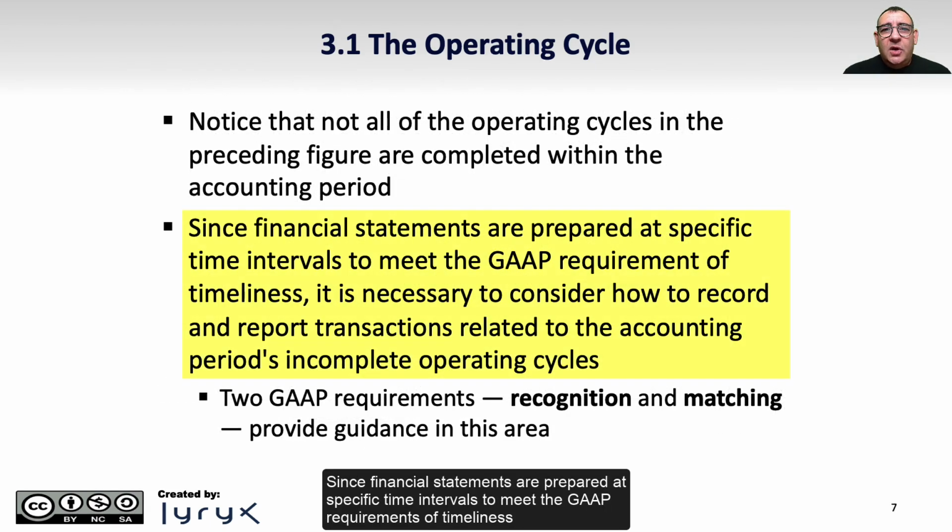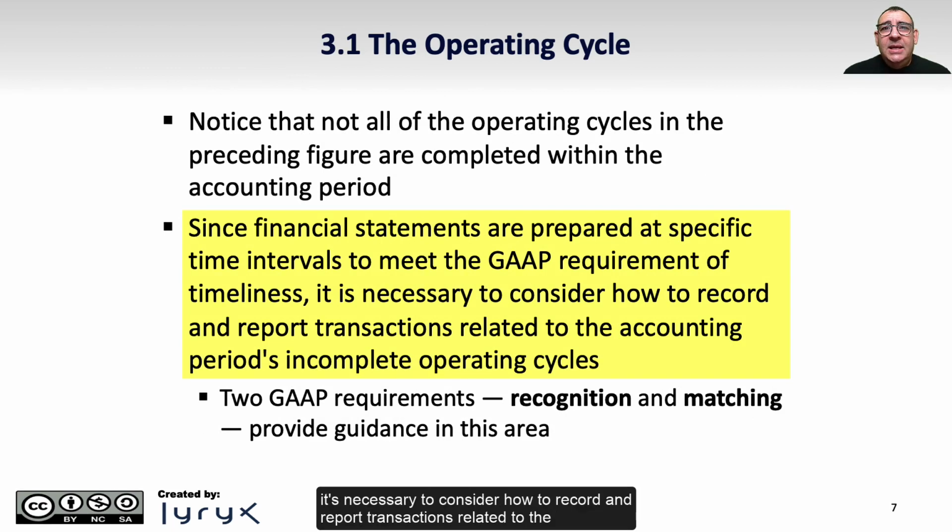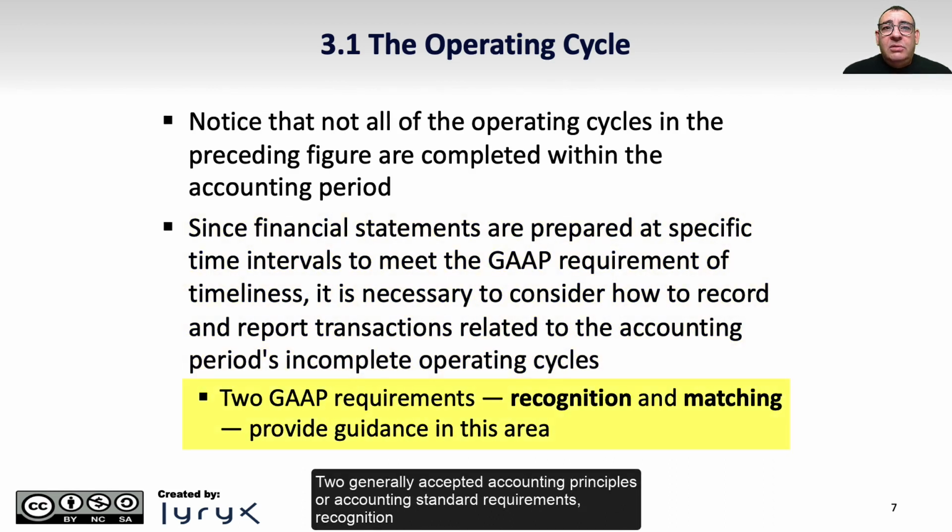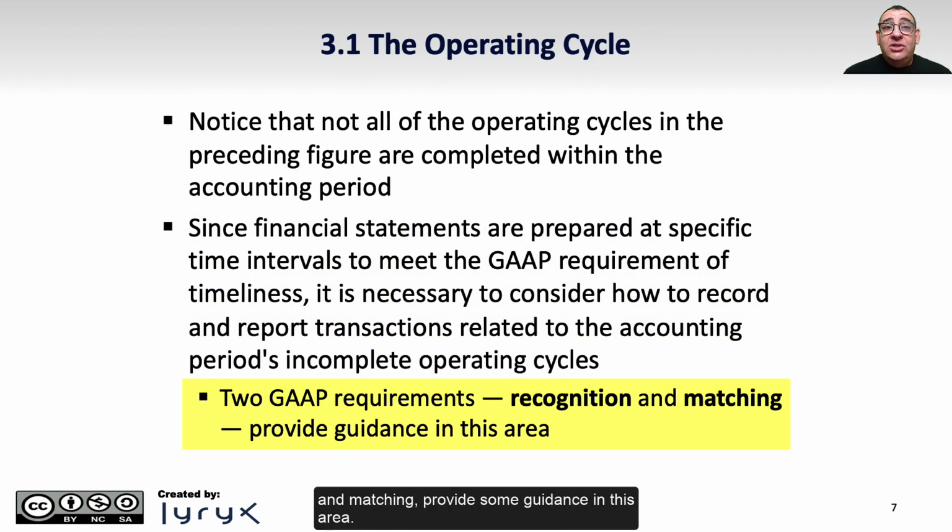Since financial statements are prepared at specific time intervals to meet the GAAP requirements of timeliness, it's necessary to consider how to record and report transactions related to the accounting period's incomplete operating cycles. Two generally accepted accounting principles or accounting standard requirements, recognition and matching, provide some guidance in this area.